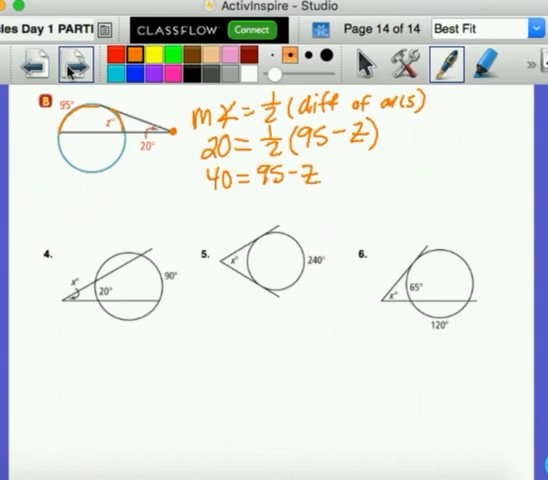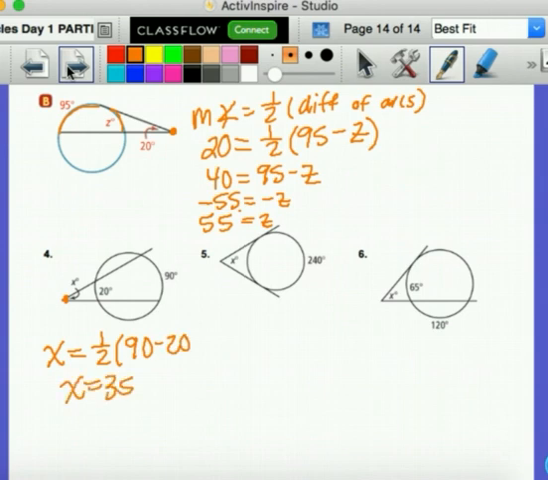I'm going to subtract that 95 from both sides. And I'm going to have negative 55 equal negative Z. So Z is regular old 55 degrees. Might not be a bad idea just to double check yourself. Is 90 minus 55 cut in half the same thing as 20? And if it's not, I know I've done something wrong. Our vertex is outside yet again, so the angle should equal half the difference.